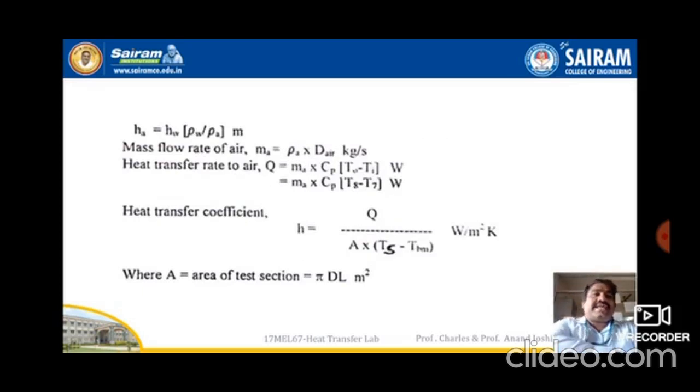Next, the height can also be calculated, and the mass flow rate of the air is given. The rate of heat transfer to the air is Q equals m Cp delta T, that is To minus Ti. You will get the heat transfer rate of the air, and now you want to calculate the heat transfer coefficient h. Already I told Q is equal to hA delta T, but in this case we are going to find the h value, that is Q divided by A into (Ts minus Tbm), where A is the area of the test section, that is pi d L.